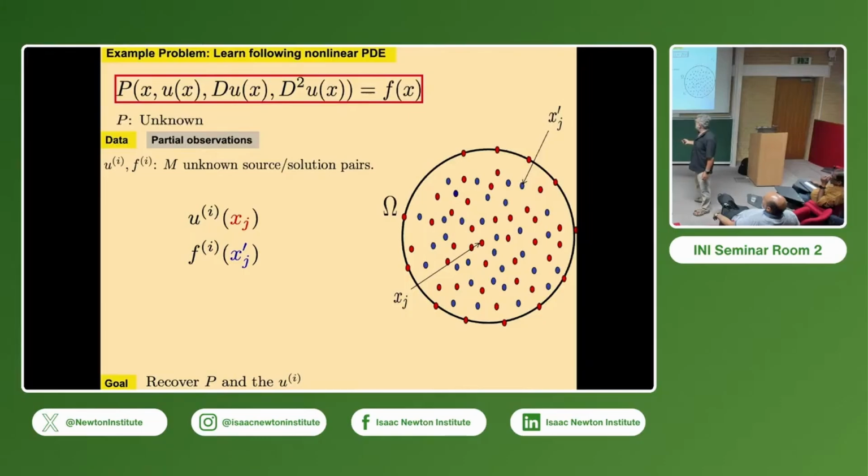Eventually, I'm going to call these Xj observation points, and those I'm going to call collocation points. They could be the same points. They could not be the same points. In practice, you are going to have more of those red observation points than the blue points, which we are going to call collocation points.